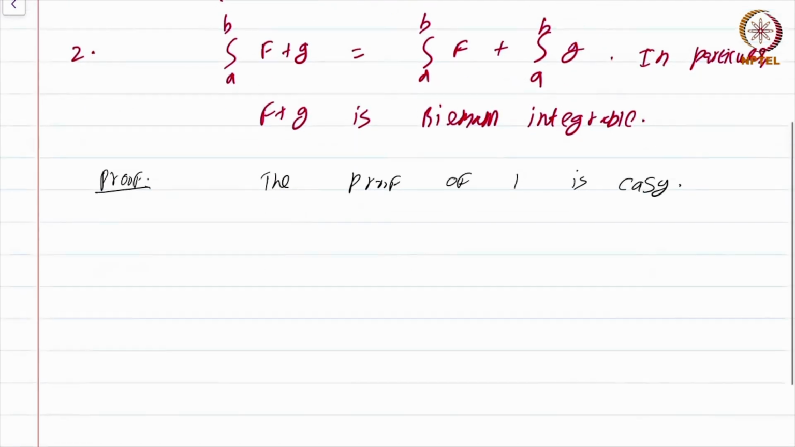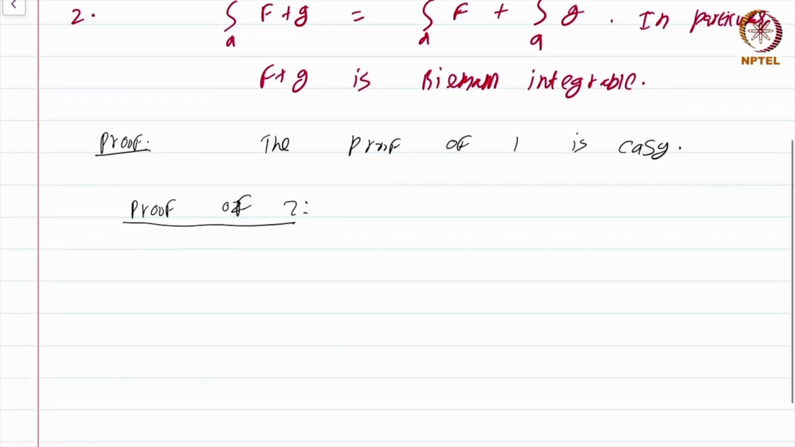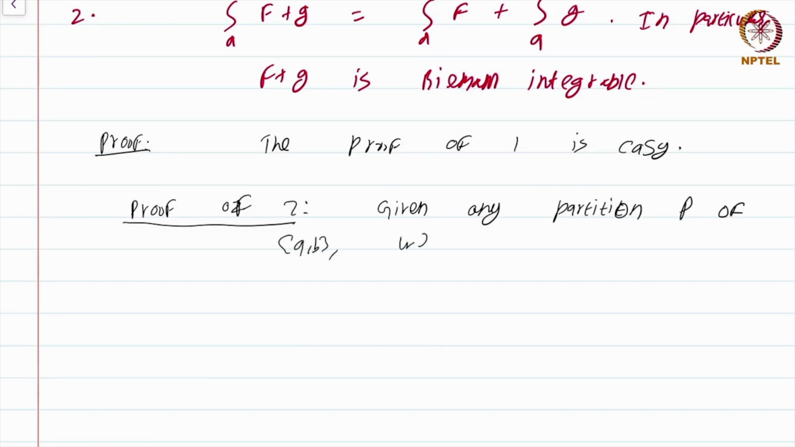Let's start by proving 2. So, proof of 2. Now what we have to do is show that f plus g is Riemann integrable, and not only that, we have to show that the integral of the sum is the sum of the integrals. So what you do is, given any partition P of [a, b], we have the following chain of inequalities. This chain of inequalities is the heart of the proof.